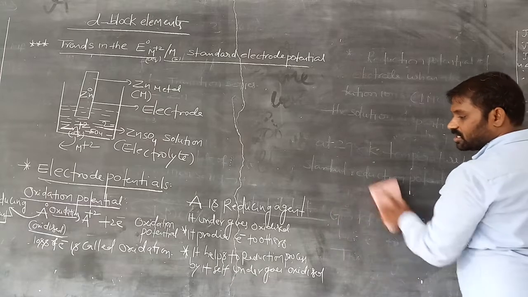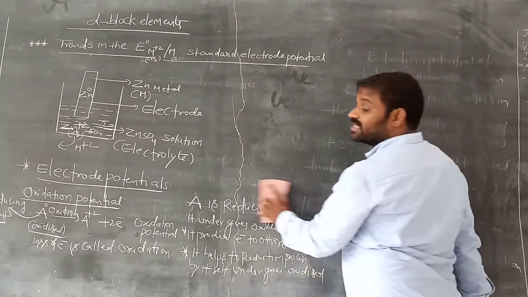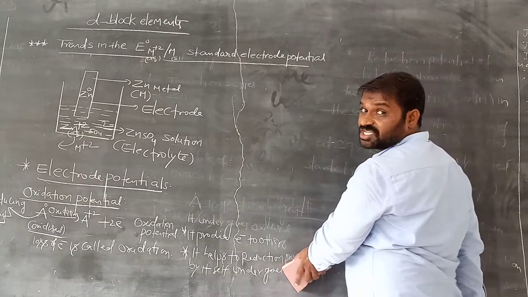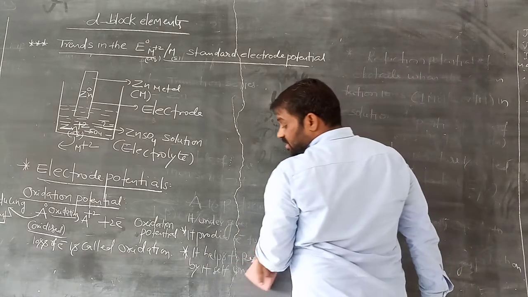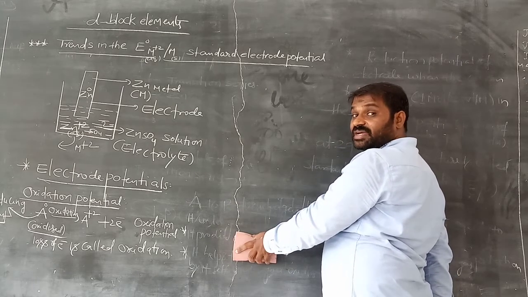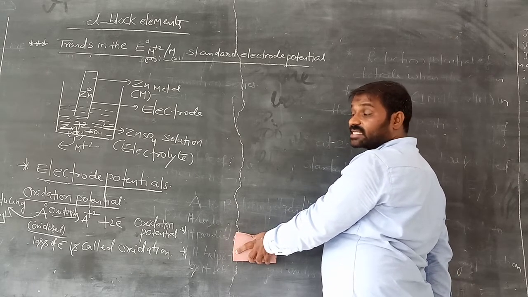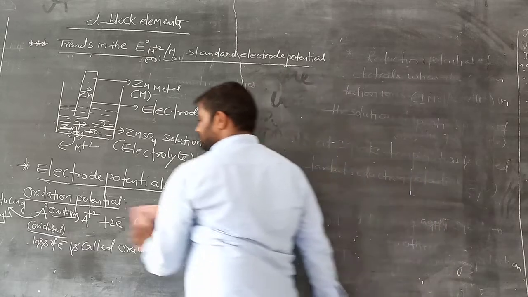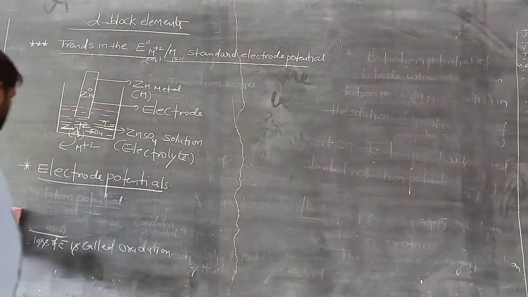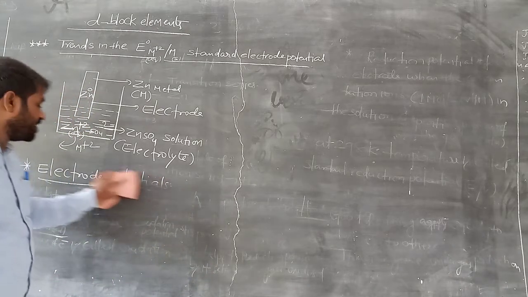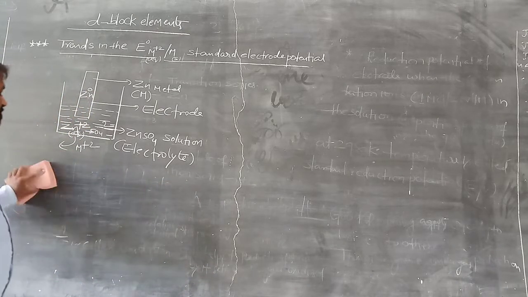So the compound which is ready to lose electrons is called the reducing agent. That means it undergoes oxidation by the loss of electron, then it provides electrons to others, and the other substance undergoes reduction by gaining electrons. Those electrons are provided by A here. Remember this. So the potential developed during the oxidation process, that is, loss of electron, is called oxidation potential.